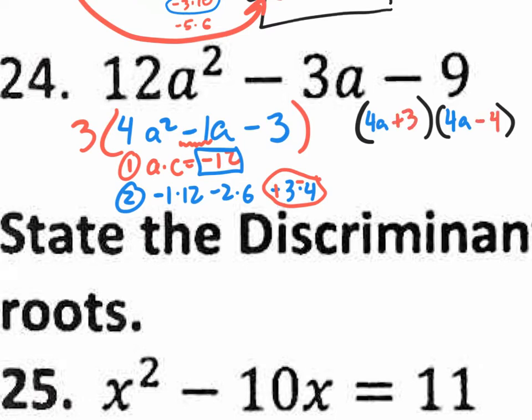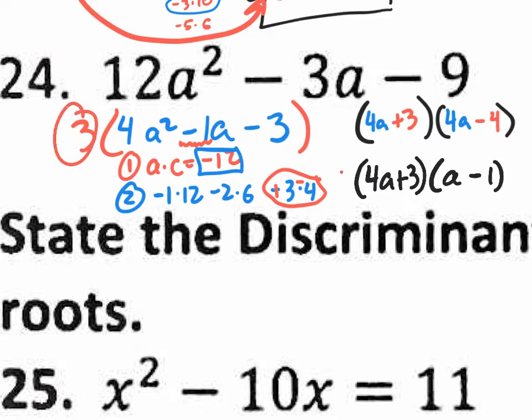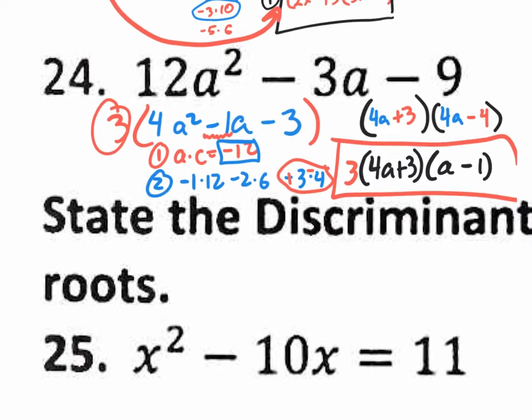Step 4 is to magically reduce your binomials, magically divide them by your GCF. The first binomial has no GCF. There's nothing to divide by. The second one we could divide by 4. So our final factored form answer will be 4a plus 3. The first one stays. The second one's the one that becomes a minus 1. Don't forget about the 3 that's out in the front. Write that 3 out in the front, and there's your final answer for number 24.